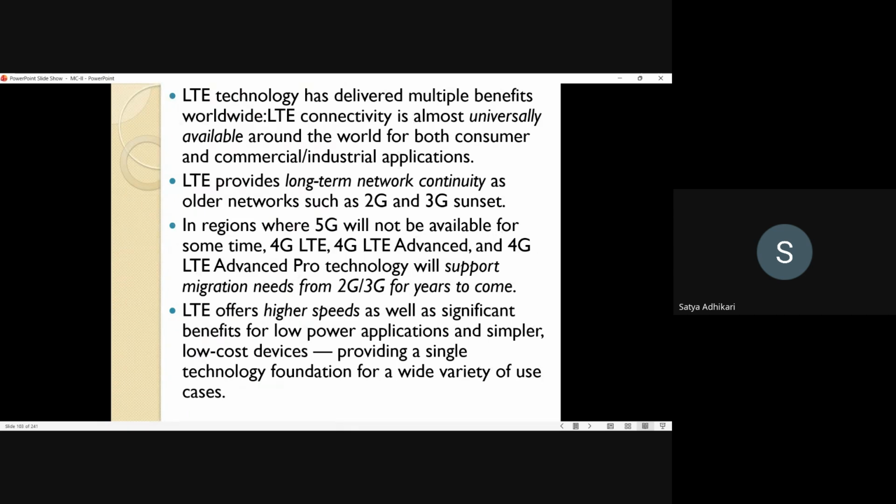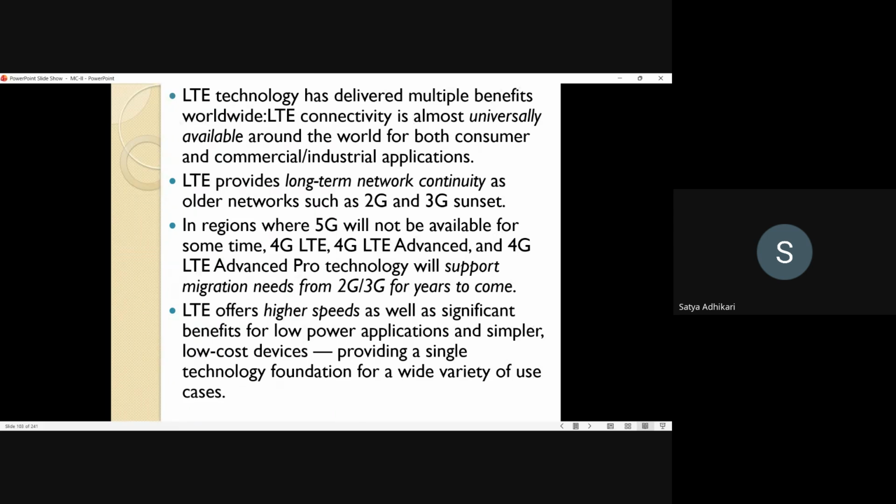So in regions where 5G will not be available for some time, 4G LTE, 4G LTE Advanced, and 4G LTE Advanced Pro technology will support migration from 2G and 3G for years to come. So after 2G and 3G, where 4G technology is used, LTE along with 4G LTE, LTE Advanced, or LTE Advanced Pro technology is used to enhance the data rates.